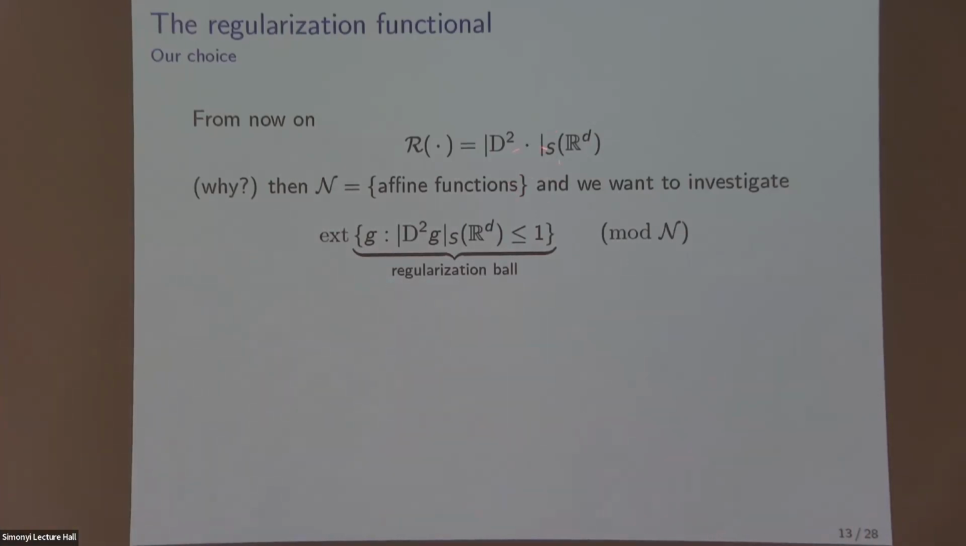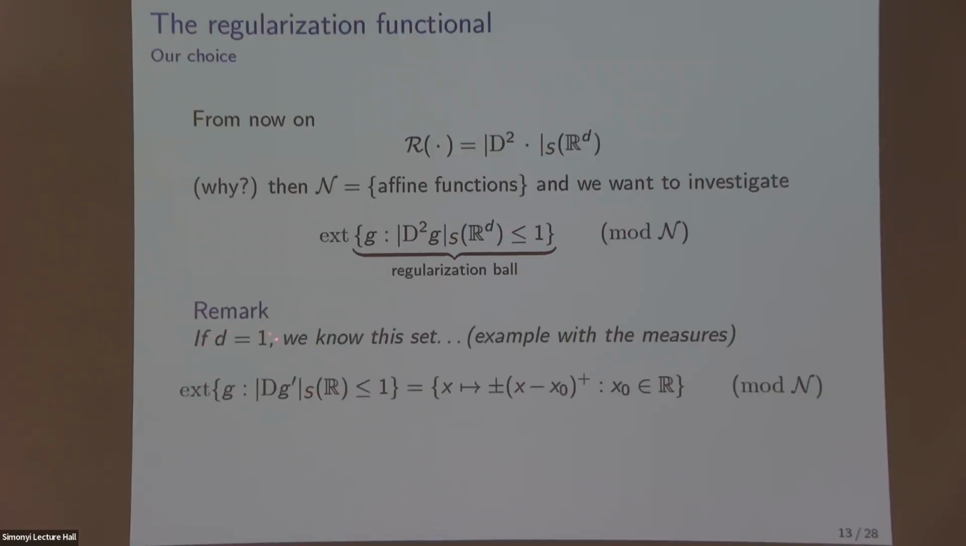But okay, we can also think that people from the applied community asked us to use this norm, so we have to do this. Okay, so the null space is affine functions, and this is the object of investigation. Of course, we forget about affine functions. Rigorously, one should really take the quotient to do some analysis, but let me keep things not so rigorous. Okay, simple remark: if the space is one dimensional, it's back to the second example of today. We know this space, we know the extremal points of this regularization ball, and these are the ones. So in the following, the dimension will be implicitly bigger or equal than two, so from the plane.